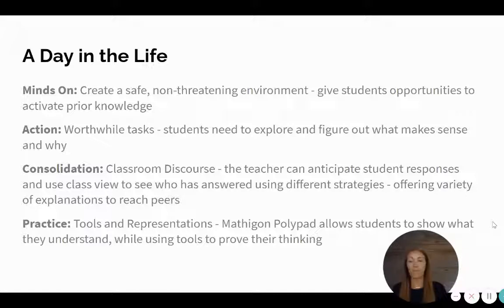and maybe students could even explain and reach more peers that way. And then in terms of practice, the tools and representations that Mathigon Polypad provides allows students to show what they understand and prove their thinking. So what we'll do now is we'll go through a typical lesson and how I use Mathigon Polypad in each of those 4 parts of the lesson.